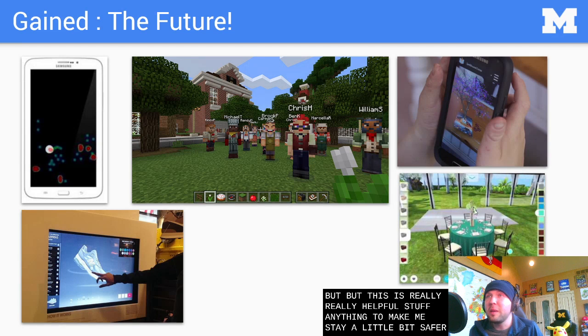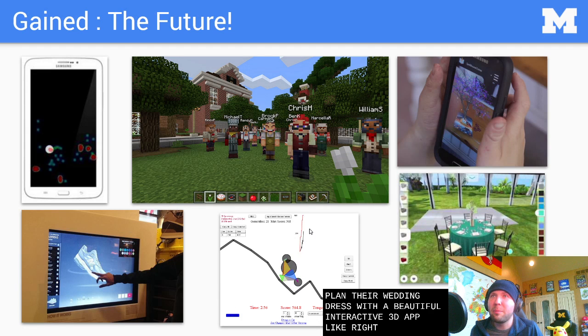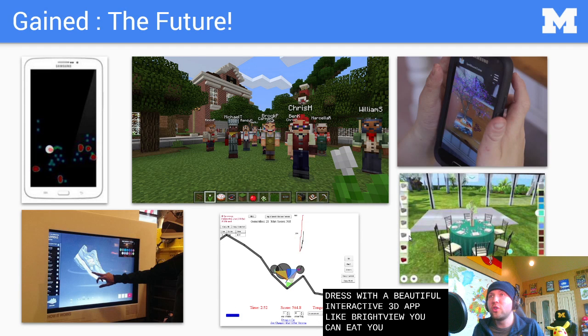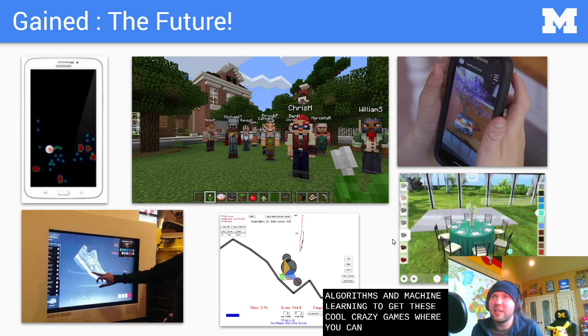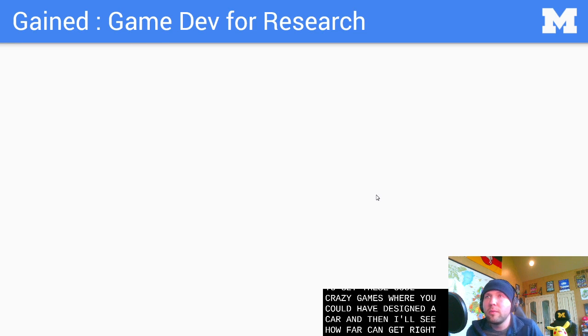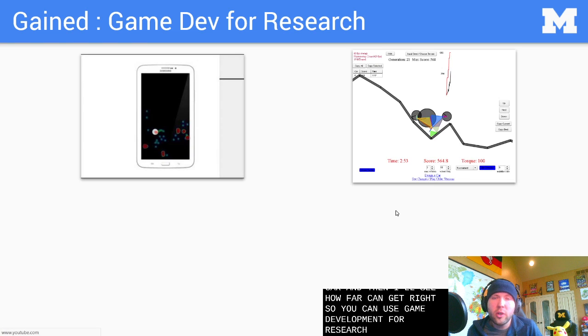You can help people plan their weddings with a beautiful interactive 3D app like BrideView. You can use genetic algorithms and machine learning to get these cool, crazy games where you kind of design a car and then see how far it can get, right? So you can use game development for research. We've already seen this, right?